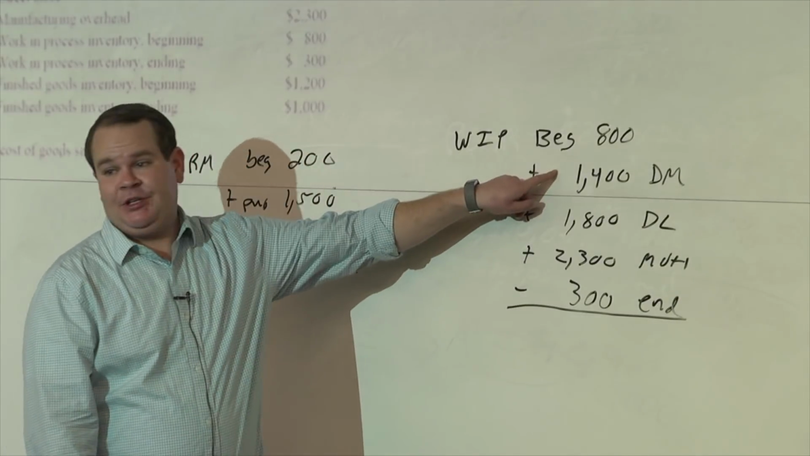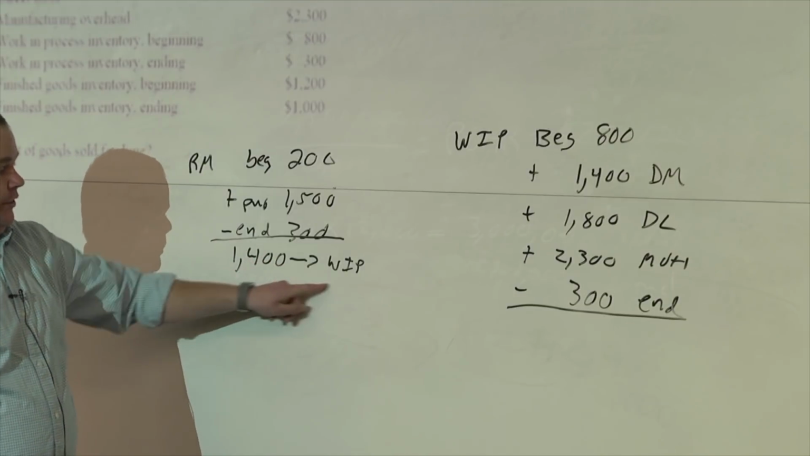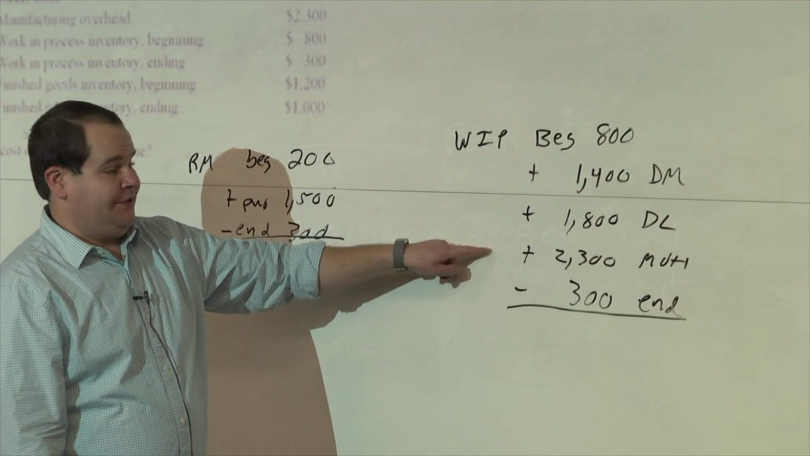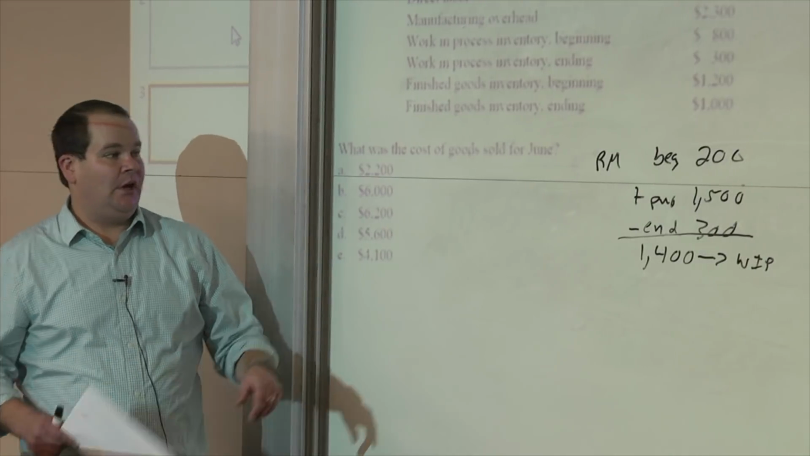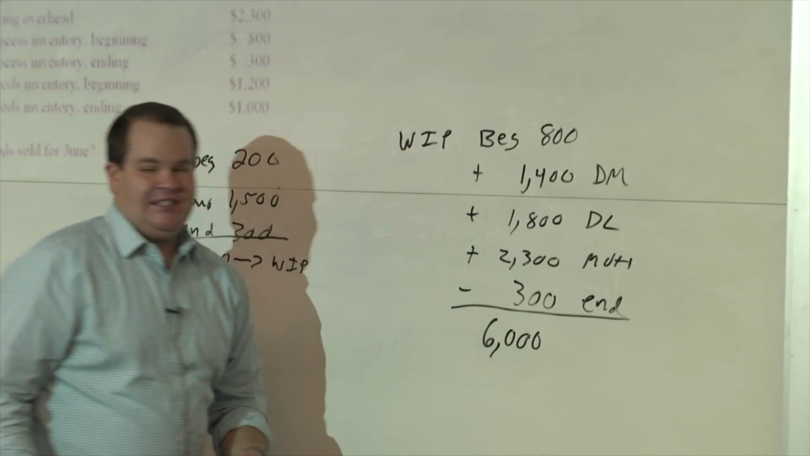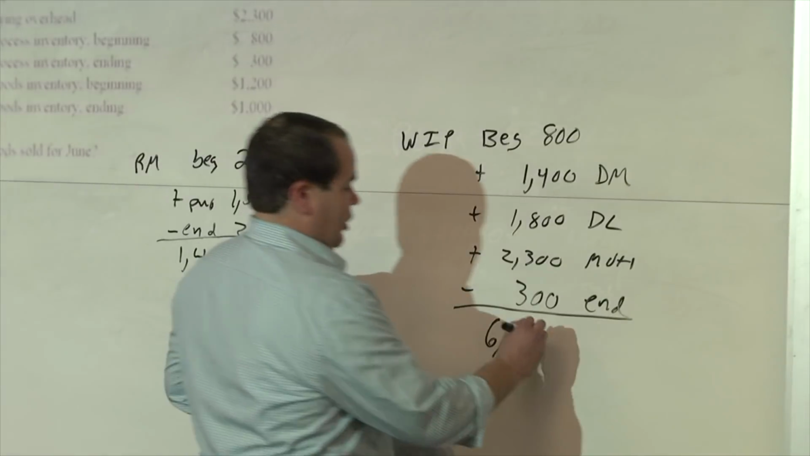So this is direct materials. We calculated it using the raw materials equation. It goes into work in progress. This is direct labor, which they just told us, and this is manufacturing overhead, which we're also given. So we add all that up. We say $6,000 worth of product moved through work in progress to become finished goods. So this is going to go to finished goods.